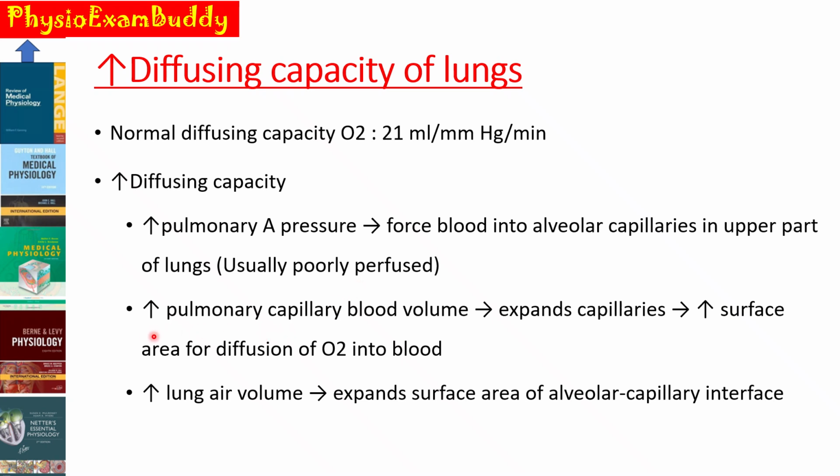The next reason is the increase in the pulmonary blood volume, that is, the increase in the pulmonary capillary blood flow. It expands the capillaries and increases the surface area through which oxygen can diffuse into the blood. And the next reason is the increase in the lung air volume, which will expand the surface area of the alveolar capillary interface still more.